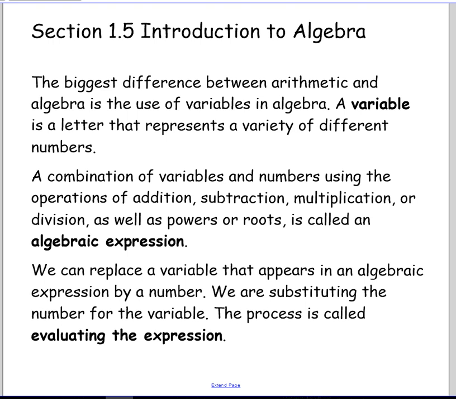We can replace a variable that appears in an algebraic expression by a number. We are substituting the number for the variable. This process is called evaluating the expression.